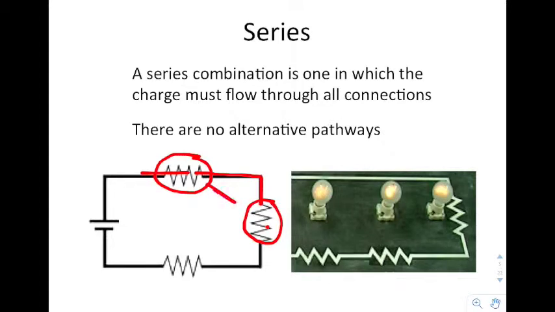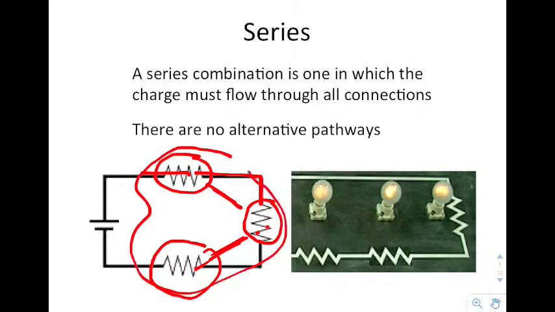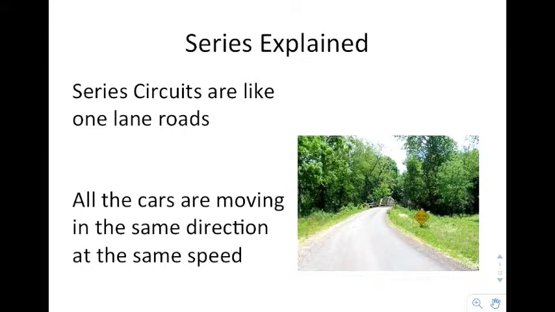So these two resistors right here are in series. But there's a third resistor here that is also wired in series, because I must also go through this third resistor in order to get to the other end of the battery. Since I have to go through all of them, all three are said to be wired in series because there is no alternative pathway.